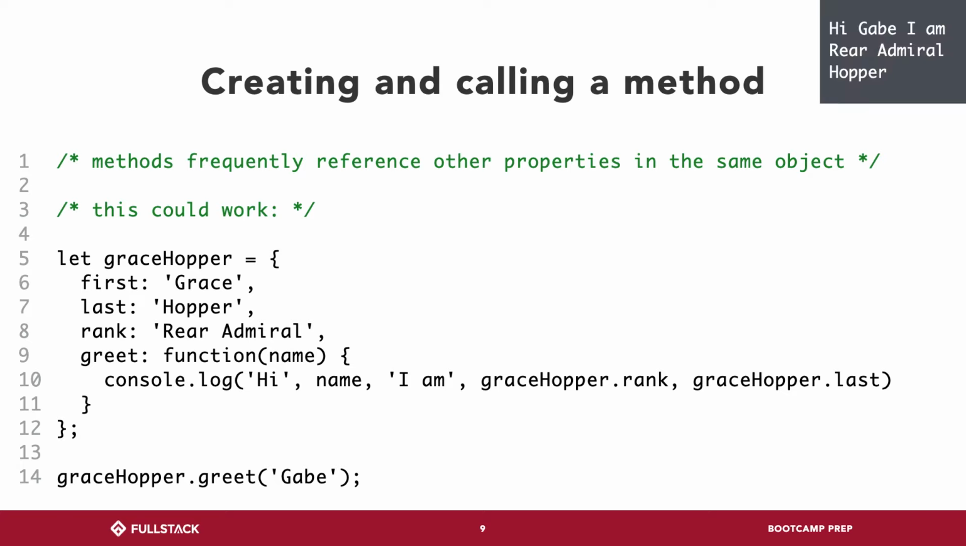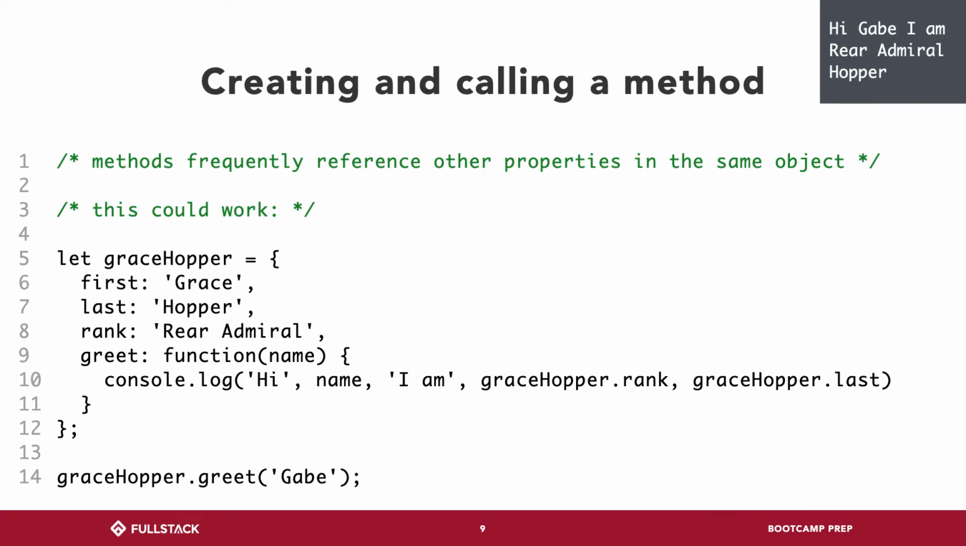Hi, Gabe. I am Rear Admiral Hopper. Because hi, name, would be whatever we pass in. So we have Gabe. I am GraceHopper.rank, which is Rear Admiral. GraceHopper.last is Hopper. Is anybody confused by that? When we define an object, we can use that object's variable name in the methods we create inside of it.